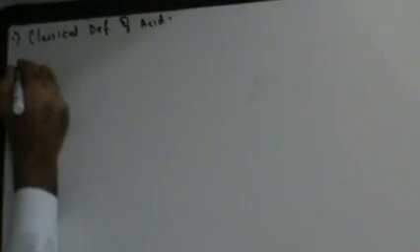Today we'll be doing this chapter called ionic equilibrium. Let's see the classical definition, or the old definition, of acid. How do you define an acid? As per the classical definition, acid is defined as a substance.